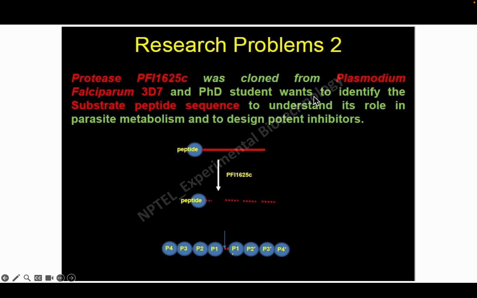Now research problem 2, protease PFI1625C was cloned from Plasmodium falciparum 3D7, and a PhD student wants to identify the substrate peptide sequence to understand its role in parasite metabolism and to design potent inhibitors. So this is the peptide and you were using the protease, okay.